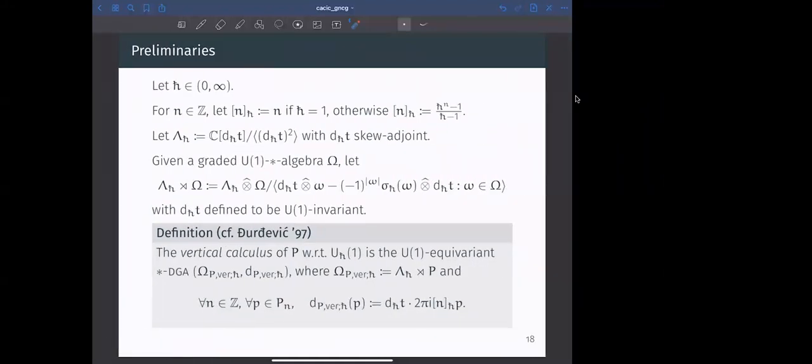So I'll be lazy today, and I'll focus on these q deformed, let me use h bar as a parameter, h bar deformed calculi on U1. But if you're dealing with a general Hopf star algebra, you can work with any bicovariant calculus you like. But past a certain point, you have to use Woronowicz's prolongation, at least to degree 2. This actually becomes important at the end. So let h bar be a positive real parameter. And recall your h bar number. If n is an integer, if h bar is 1, just let the h bar integer n just be n. Otherwise let it be h bar to the n minus 1 over h bar minus 1.